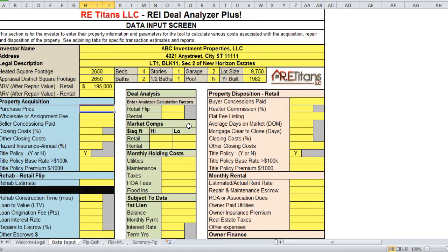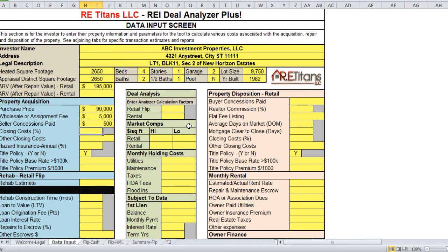Here we have our purchase price of $90,000, so I'm going to enter that into the purchase price field. We actually got this from a wholesaler, and we're paying them a wholesale assignment fee of $5,000. We'll go ahead and put in some seller concessions here. We're going to give the seller $500 to help them move out.